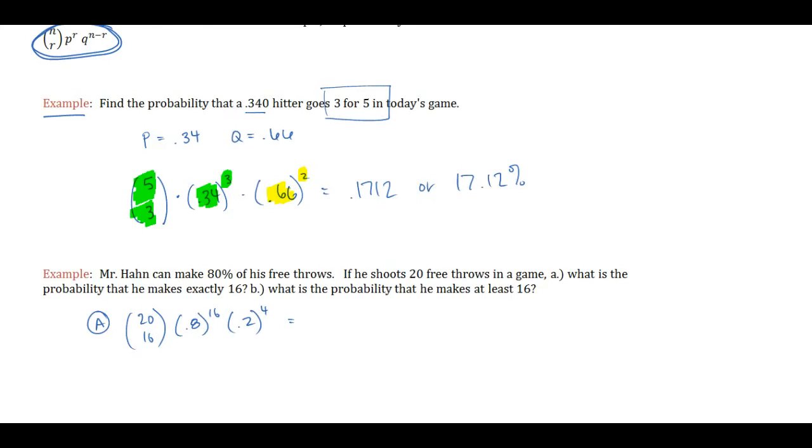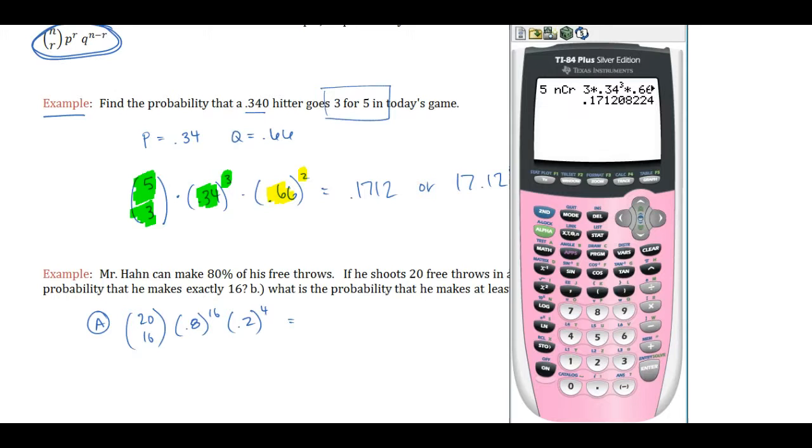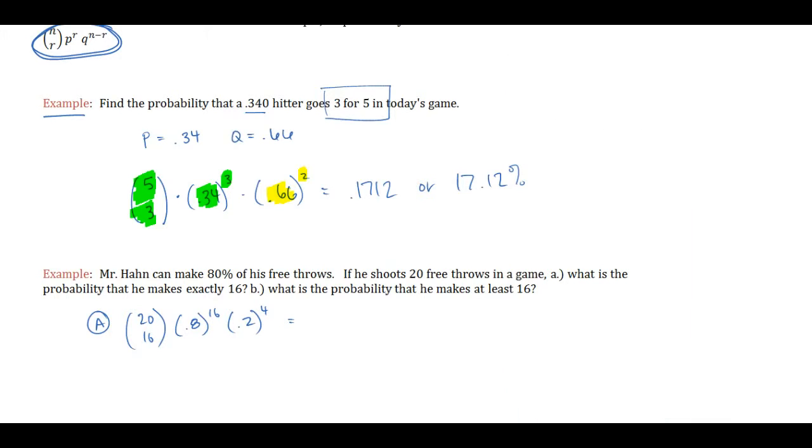Bam. Grab your calculator and type it in. So you can do 20 math NCR 16 times 0.8 to the 16 times 0.2 to the 4. And I hit enter, and the chance that happens is a 21.82% chance. 0.2182 or 21.82% chance that he makes exactly 16 of 20 free throws.